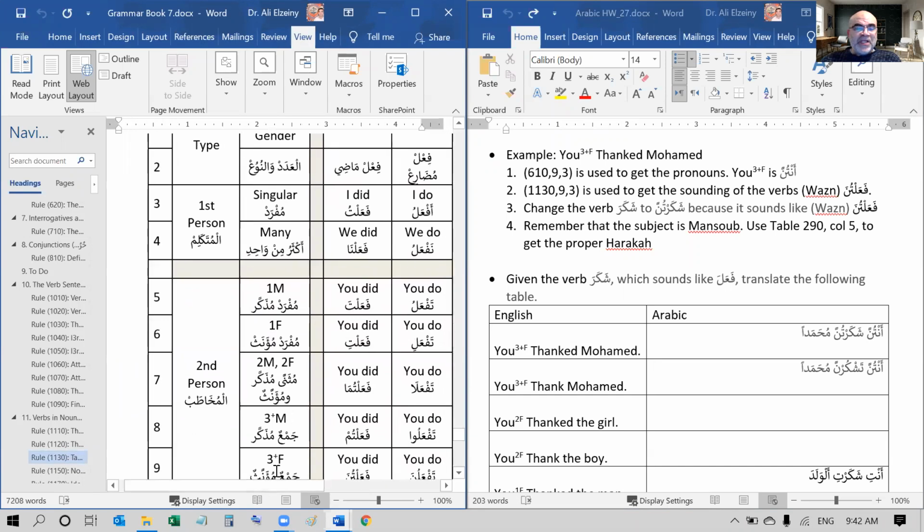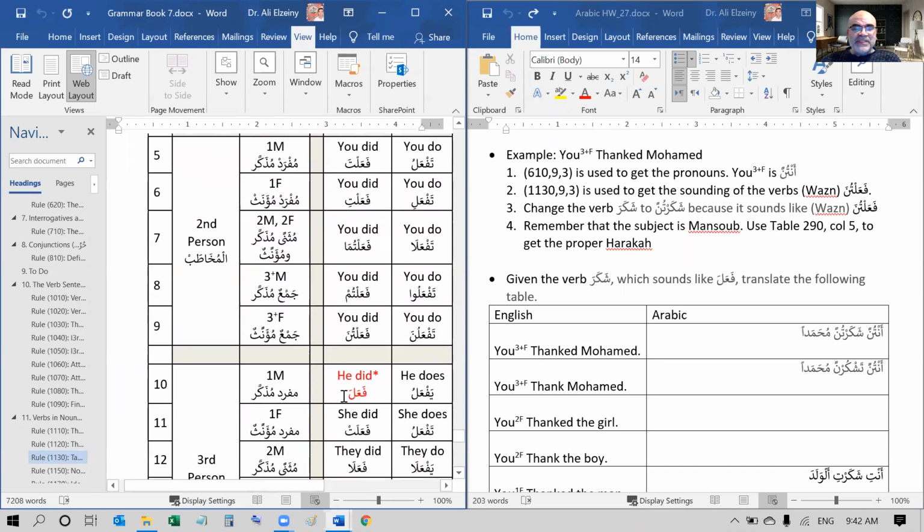So shakara, as usual, it's the root, which is fa'ala. So we have shakara, fa'ala. Okay, this is called sounding, or wazn. Shakara, fa'ala. So the wazn of shakara is fa'ala.